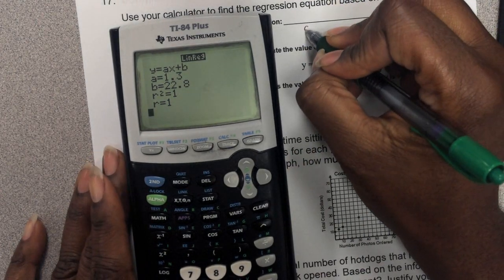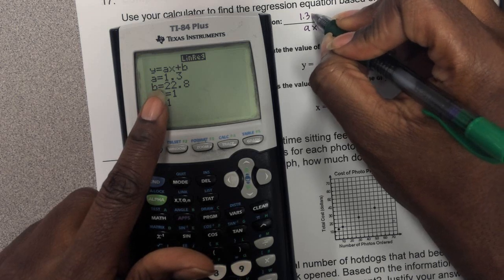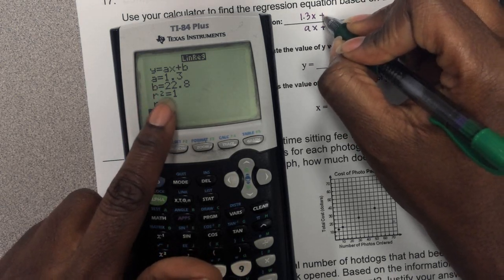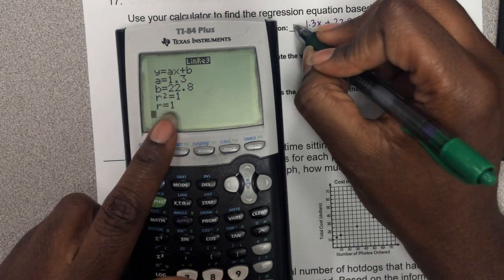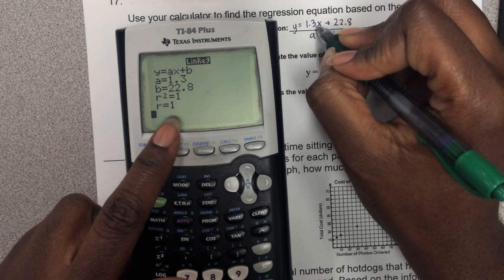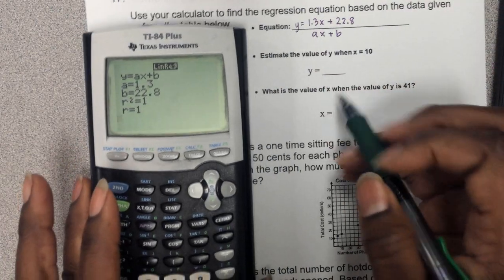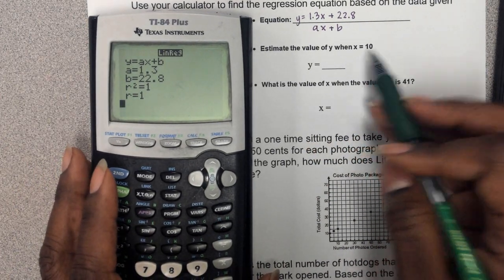Notice your equation. We need to put the A first with the X. The A is 1.3. It needs to have an X with it. Then you put the B. If the B is positive, you put a plus sign. And that's 22.8. This is my equation. Y equals 1.3x. That's the A. 22.8 is the B. Then it says estimate the value of y when x equals 10.